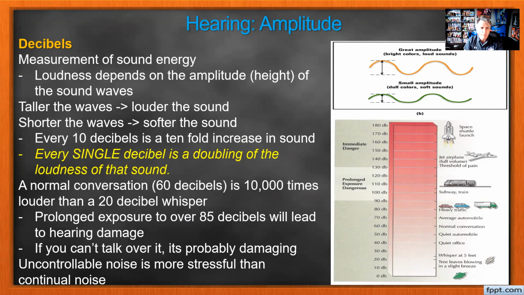It's not like that, because every 10 decibels is a tenfold increase in sound. You've got to think of it as a scale that keeps multiplying the amount of sound that was there before it. So you've got to take a look at decibel levels kind of like the Richter scale of an earthquake. A normal conversation is 60 decibels, but that's 10,000 times louder than a 20 decibel whisper, because you keep multiplying and multiplying.